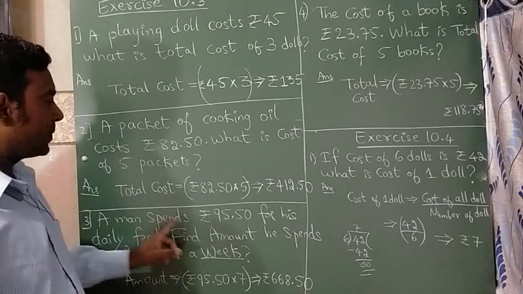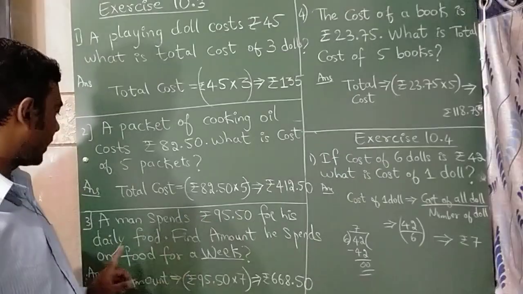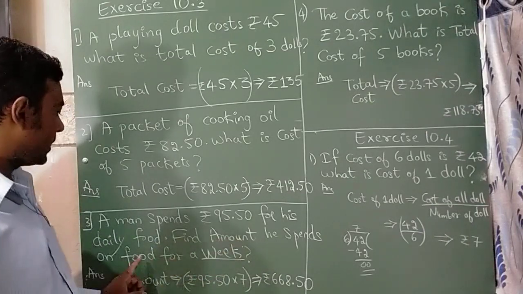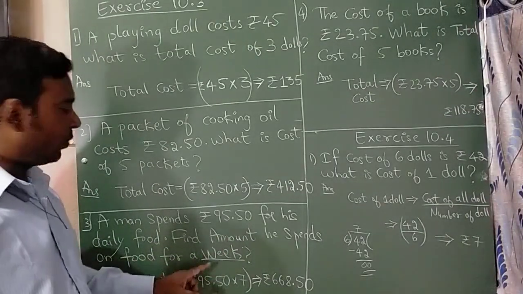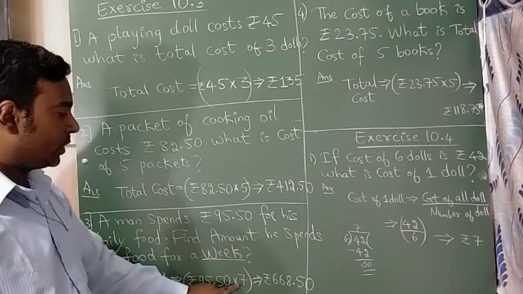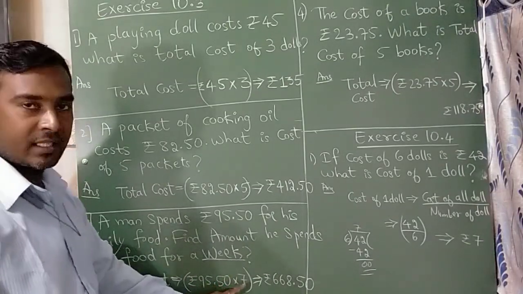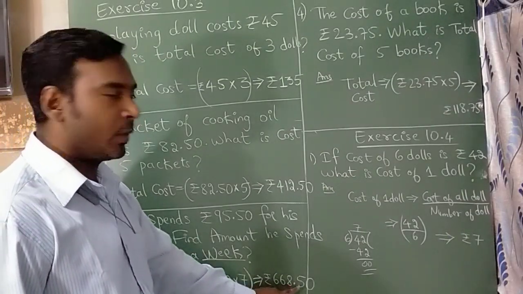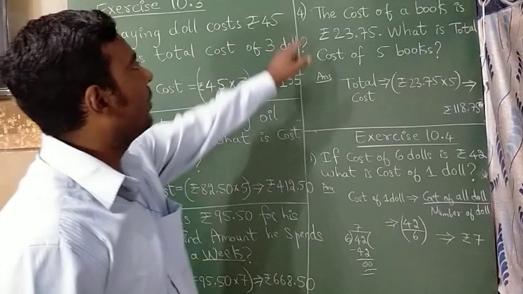Fine. A man spends rupees 95.50 for his daily food. What is the amount he spends on food for a week? In 1 week there are 7 days. So amount rupees 95.50 into 7. You need to multiply this. If you multiply, you will get the answer as rupees 668.50.